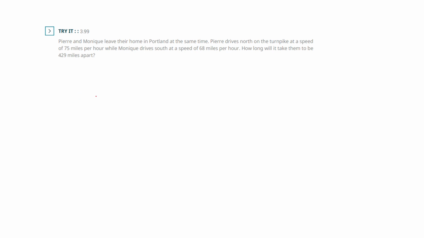Okay. So again, it's the time. They're both the same amount of time in the car. So we're doing rate, time, and distance. So Pierre's going 75. Monique's going 68. They're driving away from each other, right? Yeah, they're driving away from each other. One's going north, the other's going south. So we're going to fill in our distance. I should have used x's. I don't like using the t's, but okay, so they were in the car the same amount of time. Well, let's make the distance column.